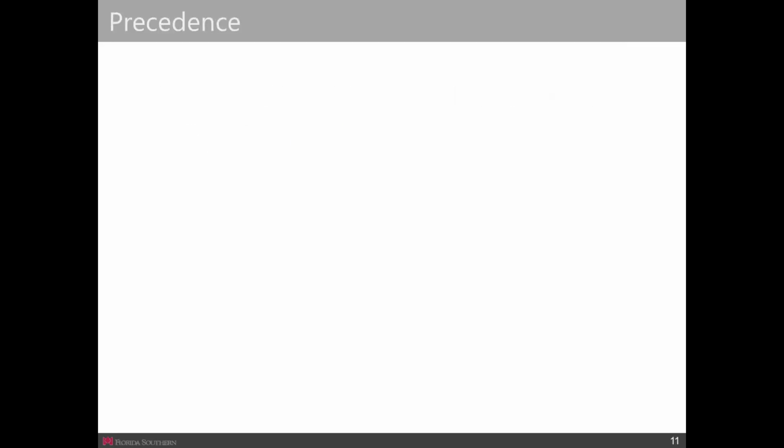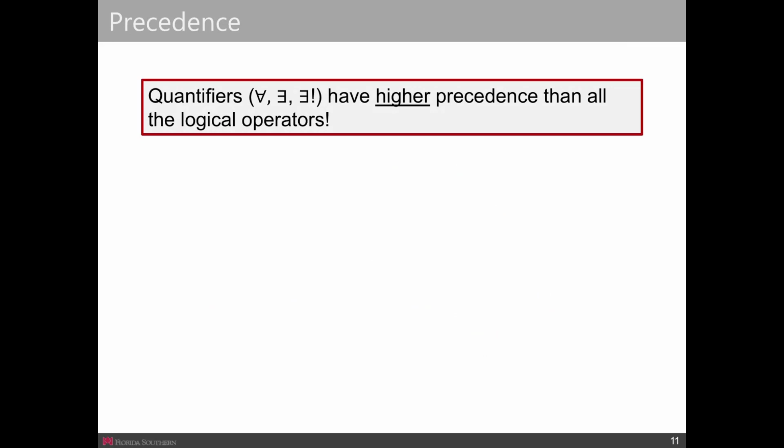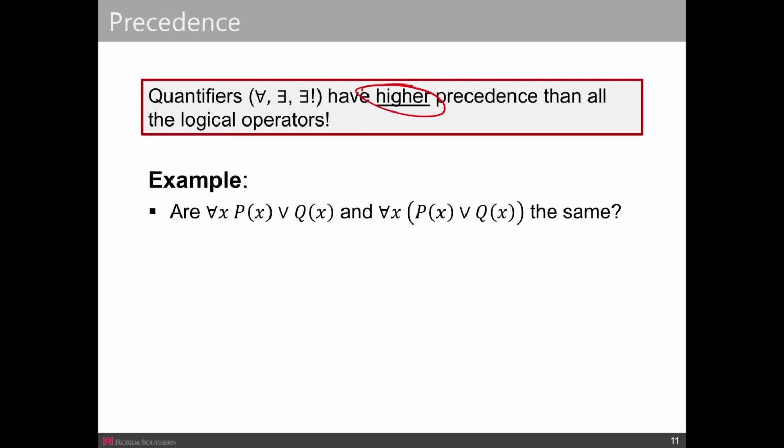Next, let's talk about precedence. All of these quantifiers, the universal, existential, and uniqueness, have higher precedence than all of the other logical operators. Higher precedence means that we do them first in the absence of parentheses. So here's the implication of that. I'm asking, are the expressions for all x, p at x, or q at x, and for all x, (p at x or q at x), the same? Obviously, the only difference here is the parentheses, and it turns out that these are not the same.